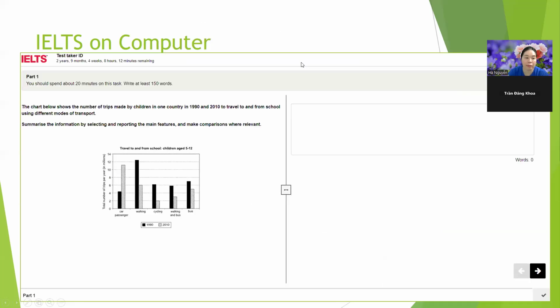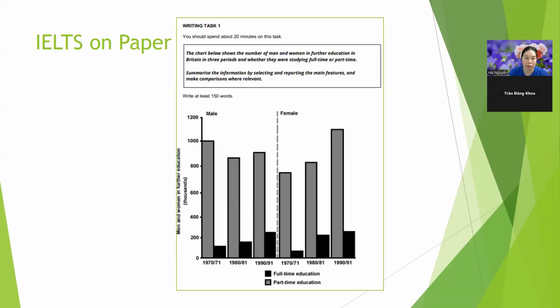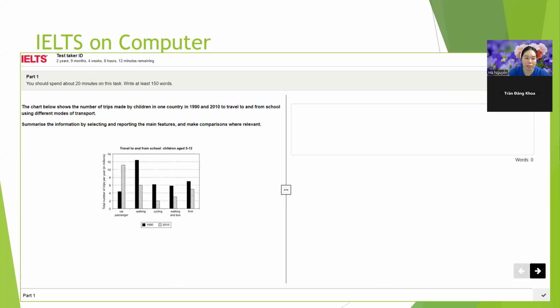Okay, if you take IELTS on computer, the format will be something like this, and you need to input your writing into the box here. One advantage of IELTS on computer is that you can use Control C, Control X, and Control V to edit your writing. If you take IELTS on paper, you need to use an answer sheet and you need to write clearly. And it takes a bit of time when you erase the words to correct them. So what format are you planning to take?